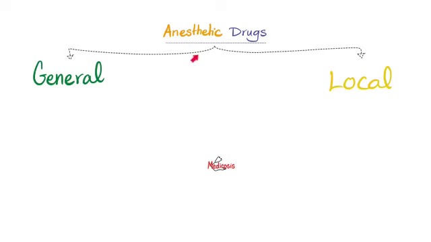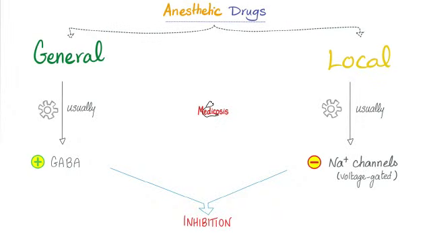Anesthetics are either general or local. There is also regional, but let's keep it simple, stupid. How do general anesthetics work? They are usually pro-GABA, and GABA is inhibitory. So general anesthetics will inhibit me. Make me calm down, and they actually knock me unconscious.